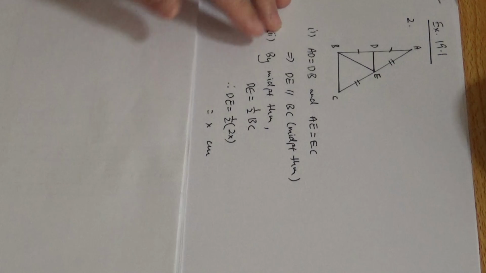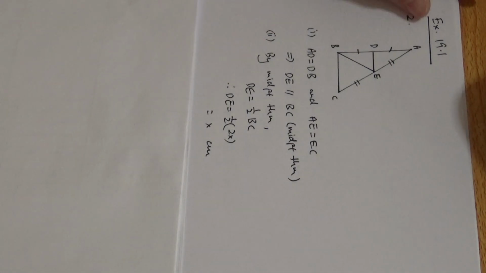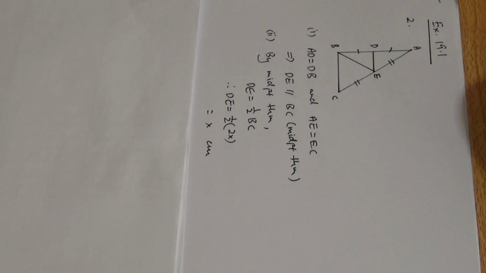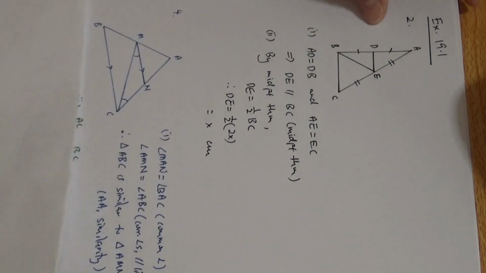Alright, let's look at question number 4 now. In the diagram, MN and BC are parallel lines, and angle NMC is equal to angle NCM. Prove that triangle ABC is similar to triangle AMN, and that this product is equal to that product. When you see the product, most likely we are going to use similar triangles. Now I'm going to start here.